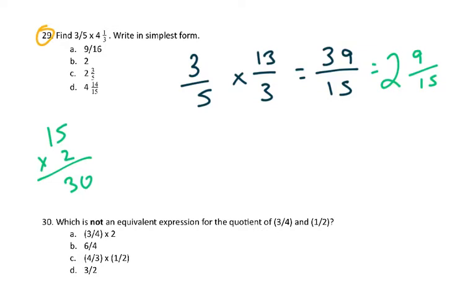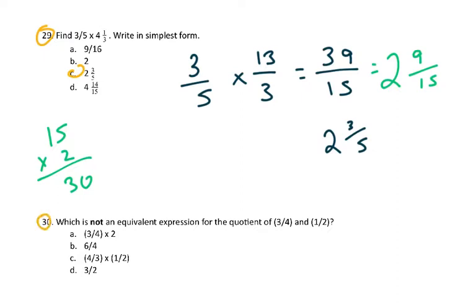We know that 9/15 can be reduced because 3 goes into 9 and goes into 15. So 3 goes into 9 3 times, so your new equivalent fraction is 2 and 3. 3 goes into 15 5 times. So we have 2 3/5. That matches C. C is your answer for number 29.